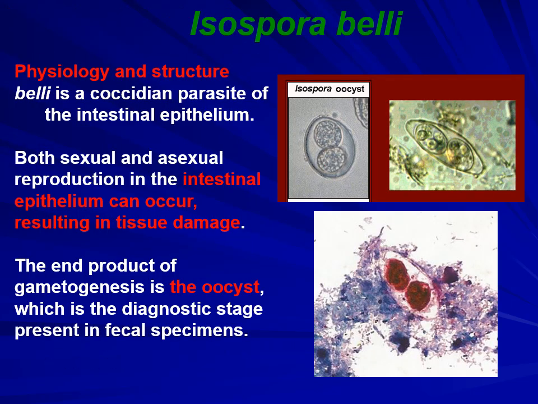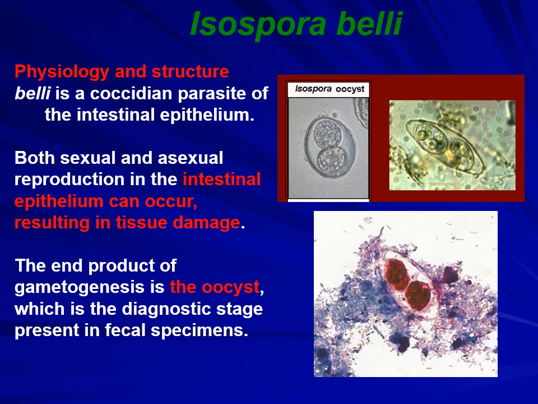The second parasite under intestinal sporozoa is Isospora belli. This is a coccidian parasite of the intestinal epithelium, and it undergoes both sexual and asexual reproduction, leading to tissue damage. The end product of gametogenesis is an oocyst, which is the diagnostic stage present in fecal specimens.